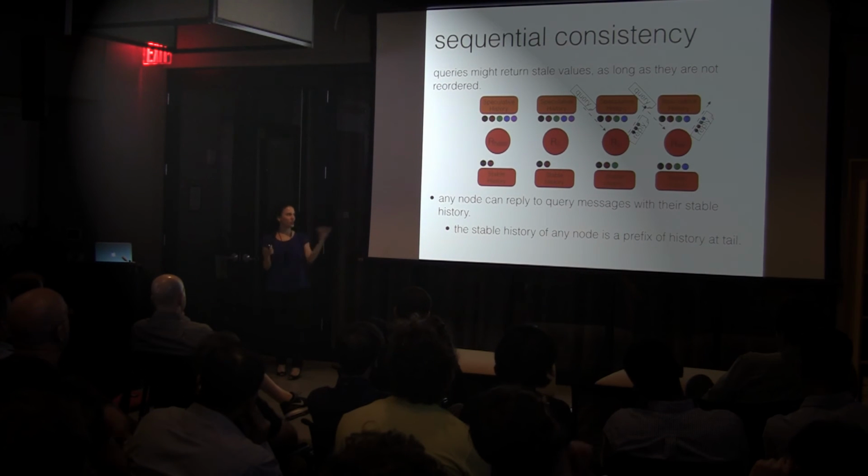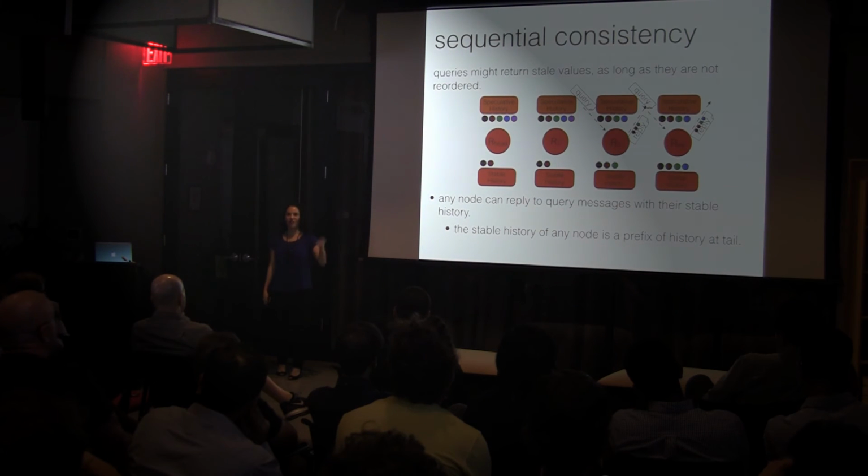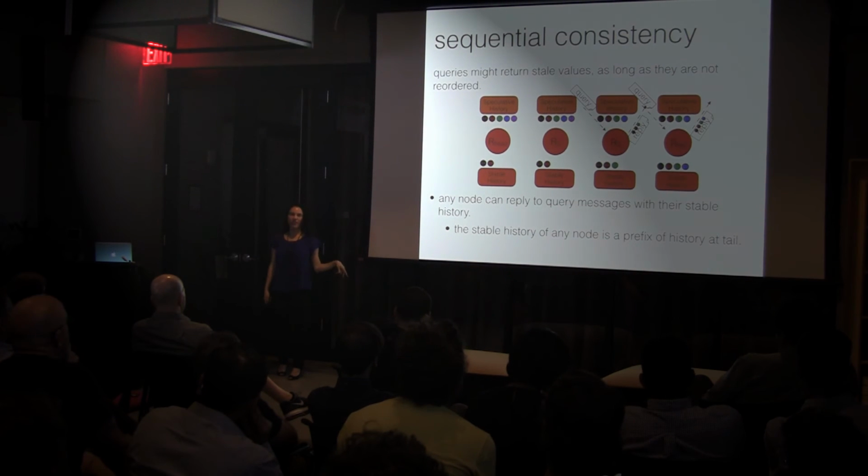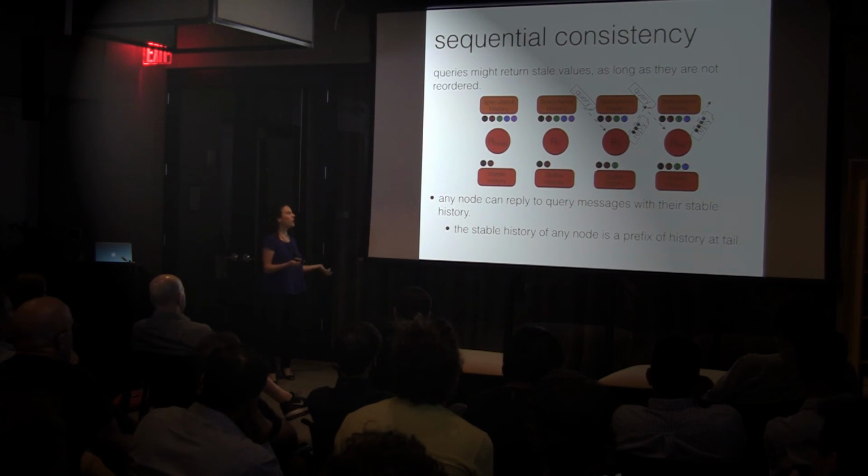This is easy to do for us because we know that the stable history on any node is always a prefix of the stable history of the tail. So if any node receives a query, it can just reply from its stable history, and this would automatically give sequential consistency because nothing is reordered. It just may be old.